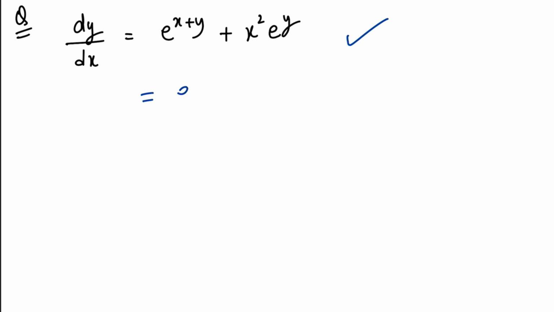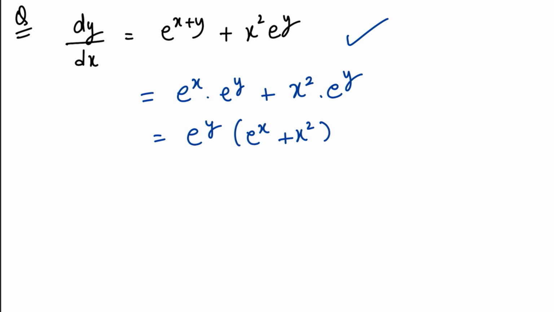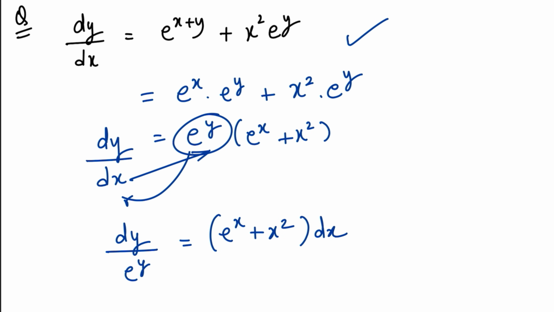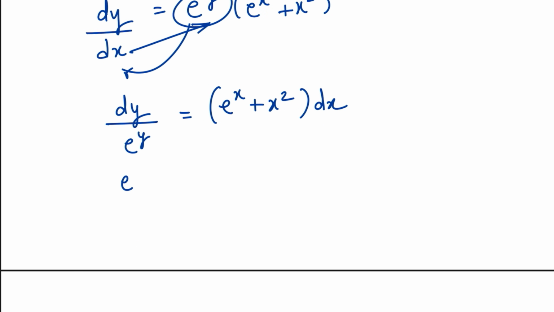Let's break it first. E to the power x into e to the power y plus x square into e to the power y. I can take this e to the power y common. This will be e to the power x plus x square. This is dy by dx. So I can take this to the numerator and e to the power y in the denominator. This is variable separable, equal to e to the power x plus x square into dx. Now I think you can integrate it. E to the power minus y dy equals integration of e to the power x plus x square dx.